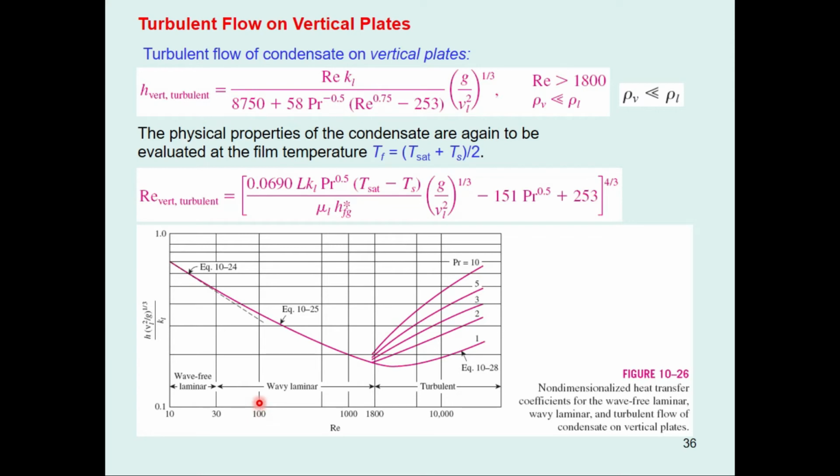You can just put the value and get the convective heat transfer coefficient from this formula. And if you are in the turbulent region, let's say at 10,000, you have different curves for the Prandtl number as well. So you have to determine the Prandtl number as well, whether it is 1, 2, 3, 4 or 5. Let's say the Prandtl number is 5 and the Reynolds number is 10,000. You will take the vertical line up until this point and then draw the horizontal line over to this axis. You will get the value of the convective heat transfer coefficient for the turbulent flow on vertical plates.